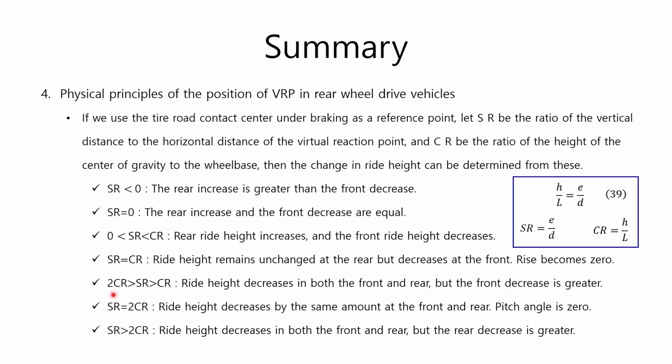If SR is less than 2CR and greater than CR, the ride height decreases in both the front and rear, but the front decrease is greater. If SR is equal to 2CR, the ride height decreases by the same amount at the front and rear, and the pitch angle is 0. If SR is greater than 2CR, the ride height decreases in both the front and rear, but the rear decrease is greater.